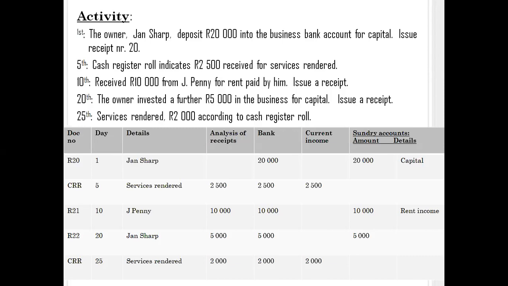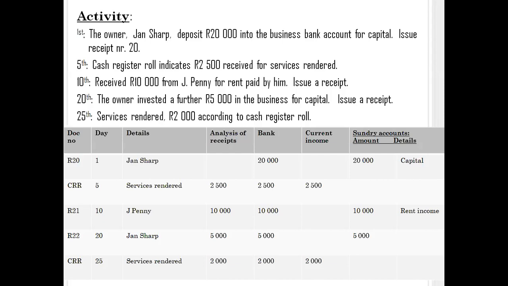So look now at the entry in the CRJ. In the document number, it's receipt 20, and we use an R for receipt. The day is the 1st. With details, the name of a person, and we've got a name, Jan Sharp. The amount, 20,000 Rand. They say 20,000 Rand was paid into the business bank account, so it was going directly to bank. So therefore, 20,000 in bank and nothing with analysis of receipts. For what was it? It was a capital transaction, therefore it must go to sundry accounts. You write the amount 20,000 and you say it is for capital.